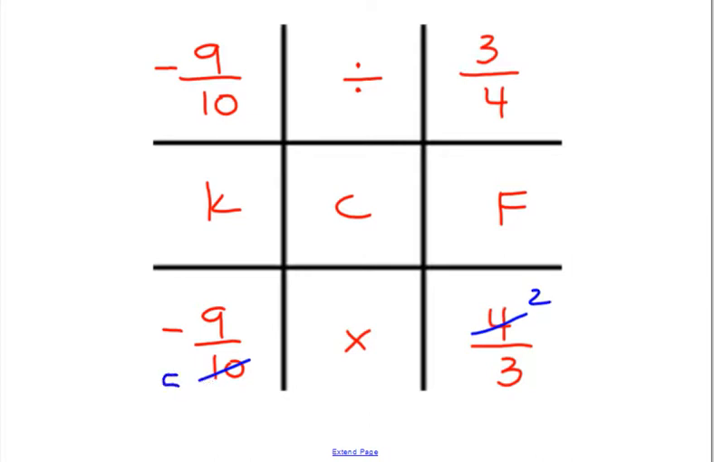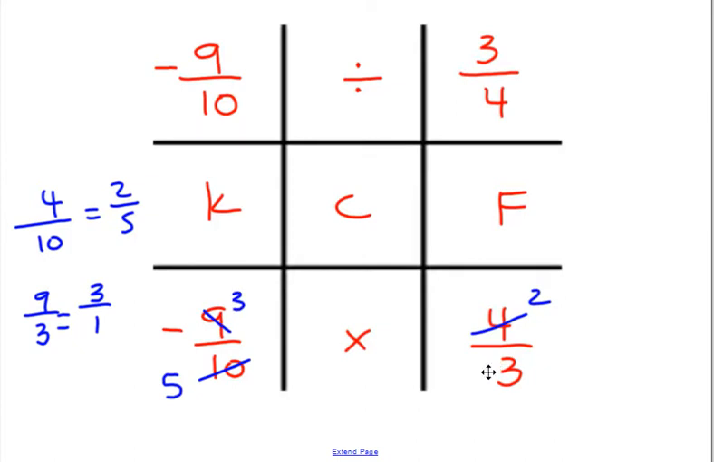2 over 5. And for those of you that can't visualize it, the 4 is on top, the 10 is on the bottom. So it's like having 4 over 10, and it simplifies to 2 over 5. Okay? Now let's go the other way diagonally. Can 9 over 3 simplify? Okay, so if I had 9 over 3, what does that simplify to? 3 over 1. So 3 over 1.